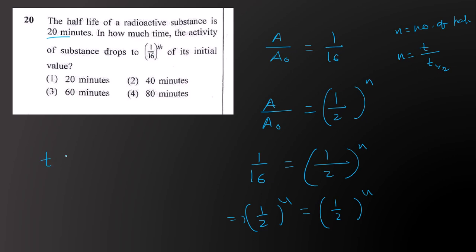So what will be the time? Time will be equal to n multiplied by half-life. So this is 4 into 20. So it will be 80. So the answer is 80 minutes.